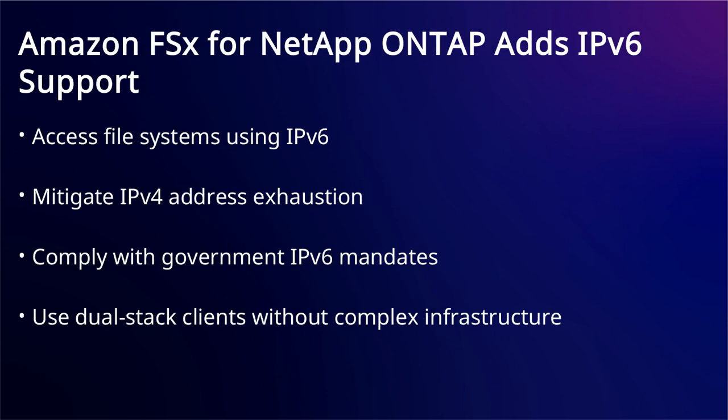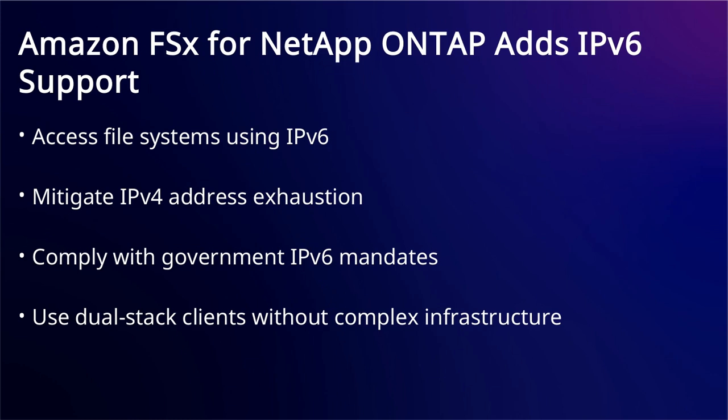IPv4 address exhaustion and government mandates are driving IPv6 adoption. Amazon FSx for NetApp ONTAP now supports IPv6, addressing these challenges. You can access file systems using IPv6, mitigating IPv4 address scarcity in private networks. This helps comply with government IPv6 mandates like OMB M-21-07.